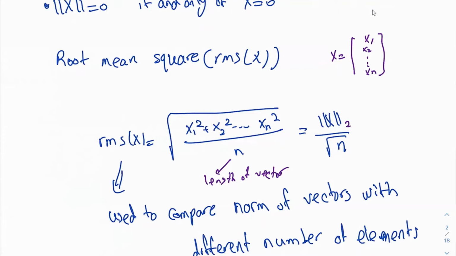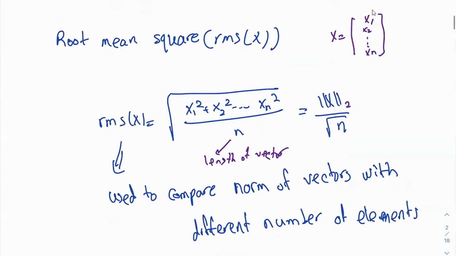What's the application of this RMS? You see, when you have a vector that has a length of 10, it wouldn't really be fair if we compare this vector to a vector that has a length of 1000. So RMS is usually used to compare the norm of vectors with different lengths. It's kind of like a standardized norm of the vector, divided by the square root of the length. So keep that into consideration.